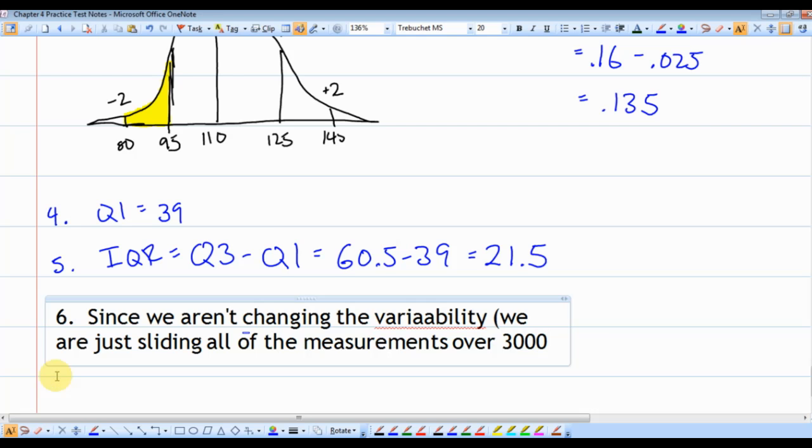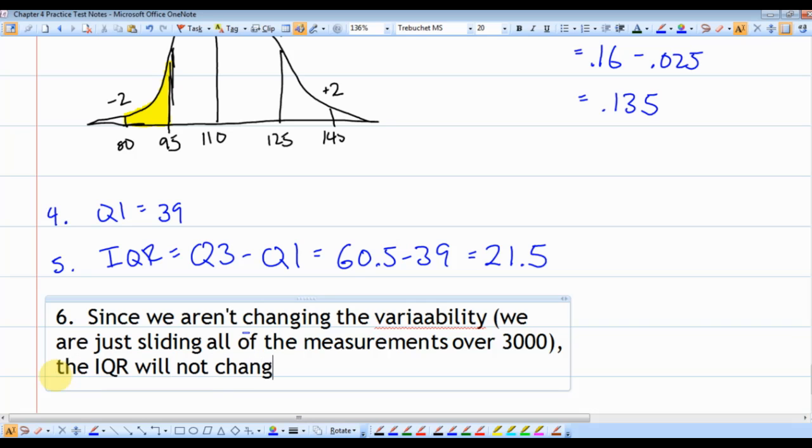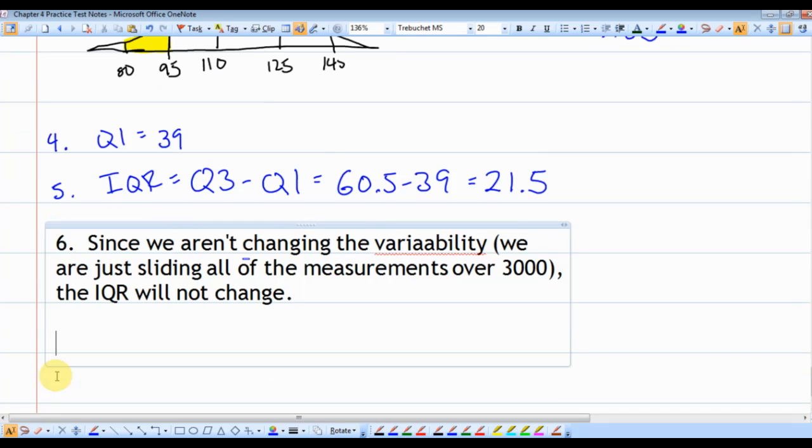We're just sliding all the measurements over 3,000. The IQR will not change. So C, unchanged, yeah.